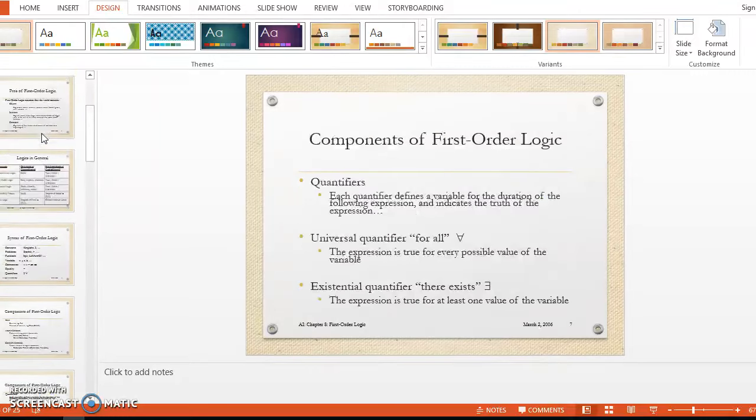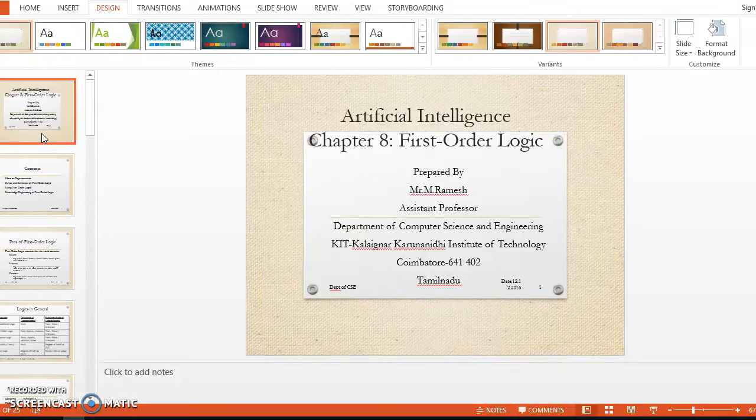So these are all the information about knowledge representation using first order logic.